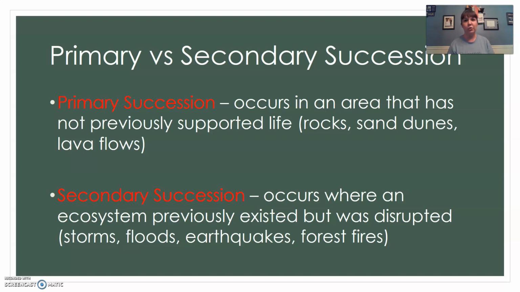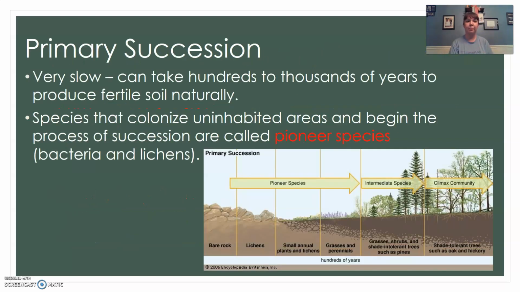Secondary succession occurs where there was something there before, but it got destroyed. So perhaps an area was wiped out after a storm or a flood. Maybe an earthquake shook everything down or a forest fire came through. There used to be a community there, but it got wiped out and now we have to start over. That's secondary succession. Primary succession is very slow.